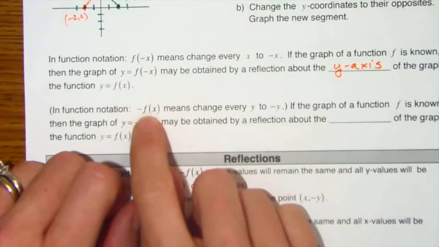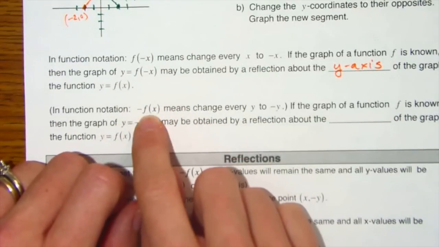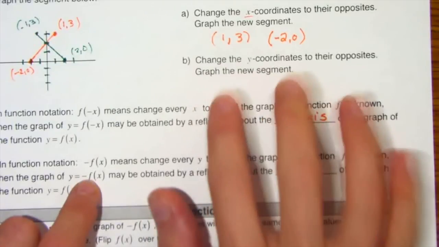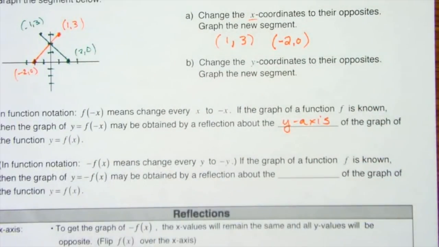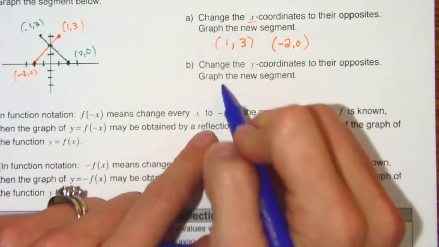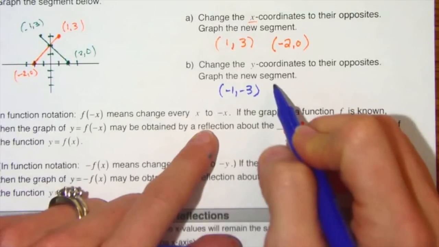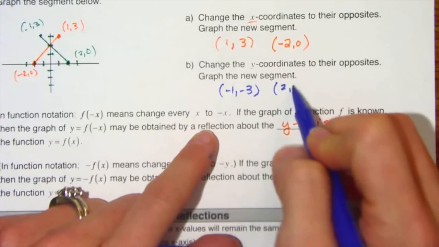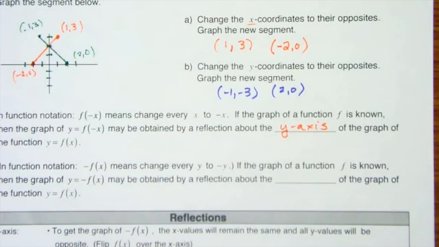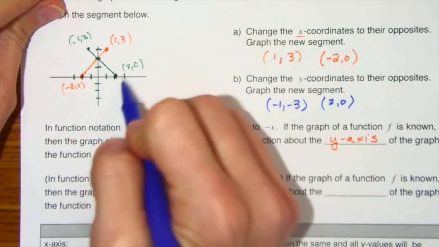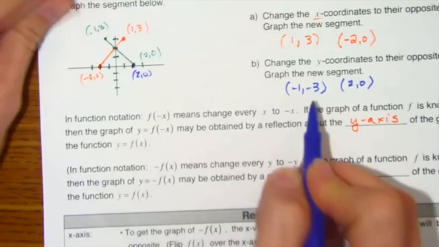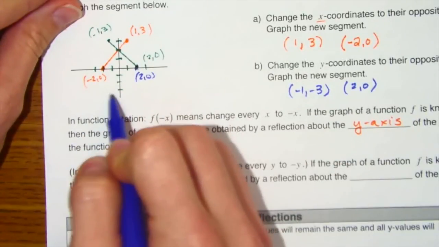Okay, so now we're going to look at the opposite of f of x. So is this changing x or y? Y. This is going to change y. So we're going to change the y coordinates. Instead of -1, 3, we're going to have -1, -3, and 2, 0 stays the same, because the opposite of 0 is just 0, and we'll plot those.